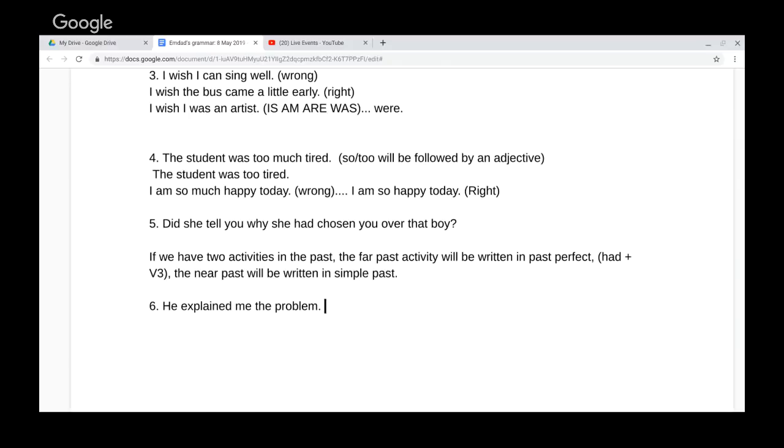The first thing that is wrong with this sentence, he explained the problem, is that explain is an intransitive verb. Yesterday we went through transitive and intransitive, didn't we? Explain is an intransitive verb. And what did we say about intransitive verbs yesterday? Intransitive verbs are those verbs that will always be followed by a preposition.